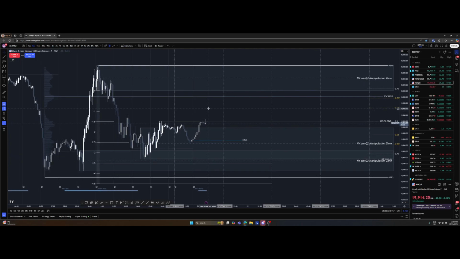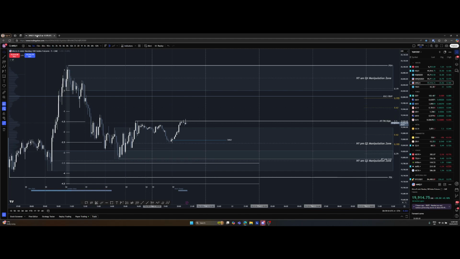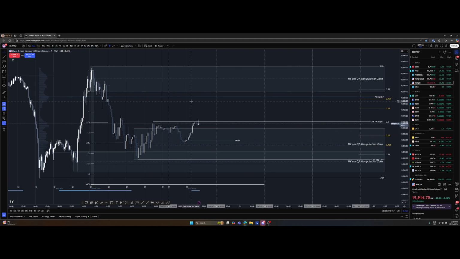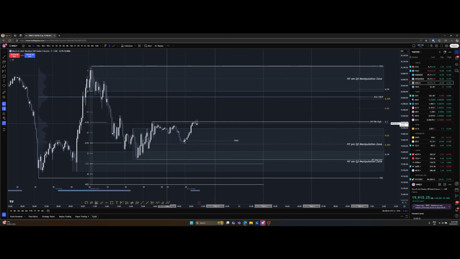And the majority of the time Asia will just consolidate, and it's great when it builds an accumulation range to create a power of 3 for London or New York. Yeah, a lot of the time I'm using Asia as a stepping stone for London. Yeah, it definitely does.